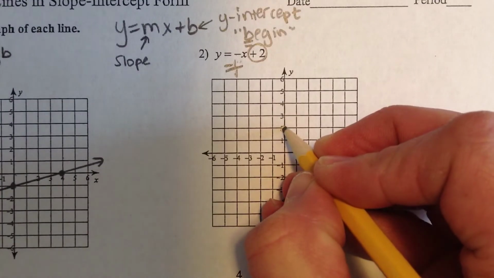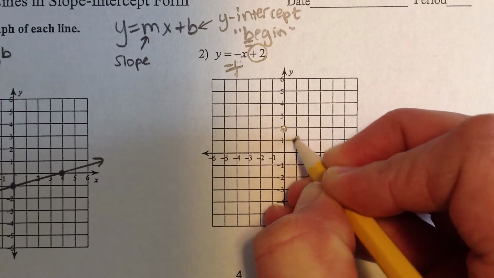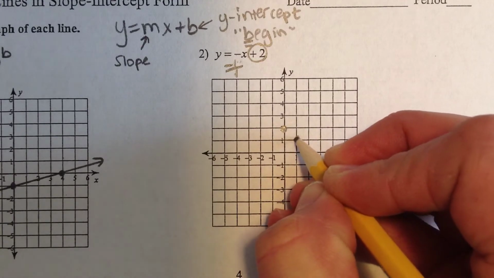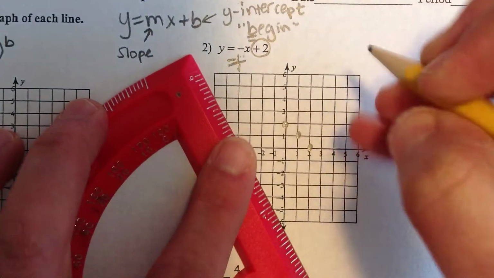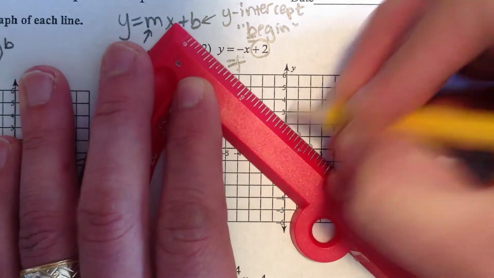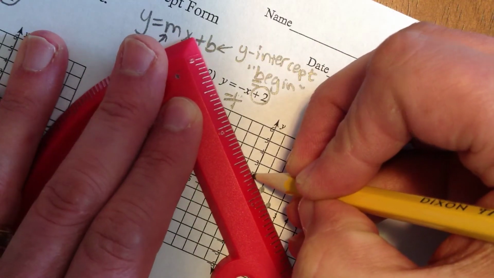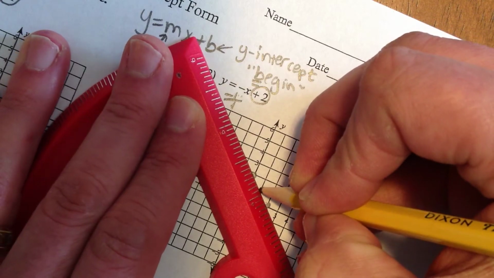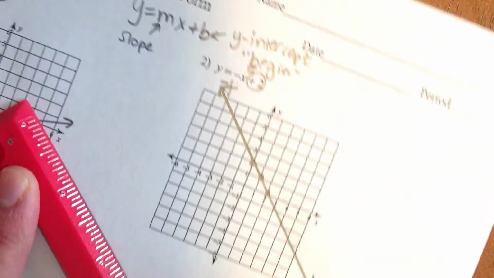From this point right here, remember it's from the point we begin, we go a rise of -1, which means we go down 1 and to the right 1. We have enough points to make a line. Taking your straight edge, you graph your line right through those points. And again, you put an arrow on either end.